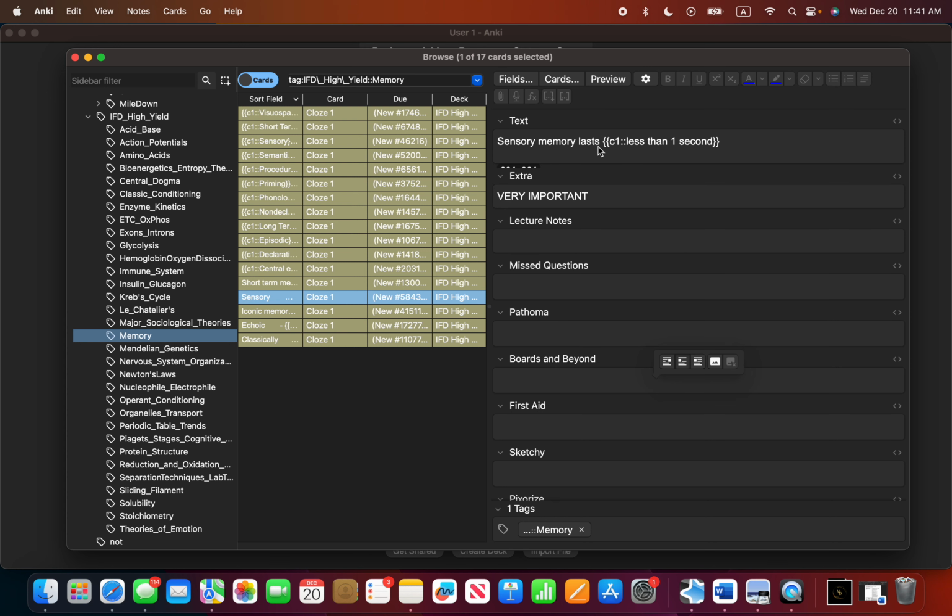Sensory memory lasts less than 1 second. Sure. It is very important to know this, apparently. It's sensory. It's less than 1 second. Iconic memory, visual sensory memory. So iconic, your eyes. Iconic is visual.